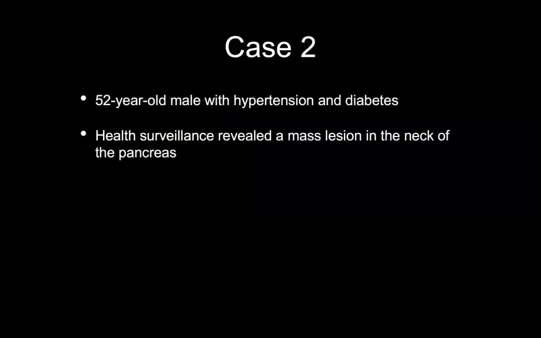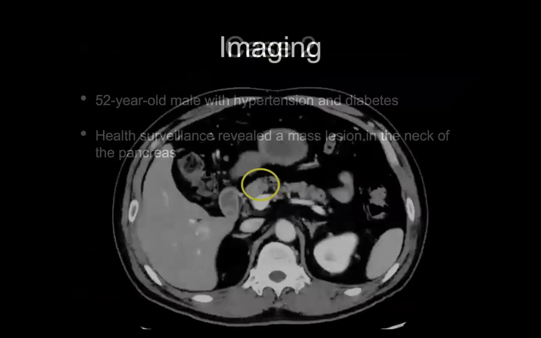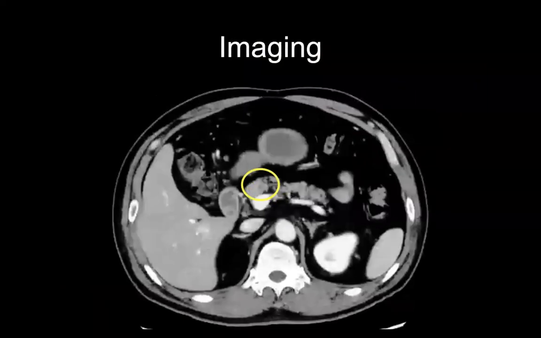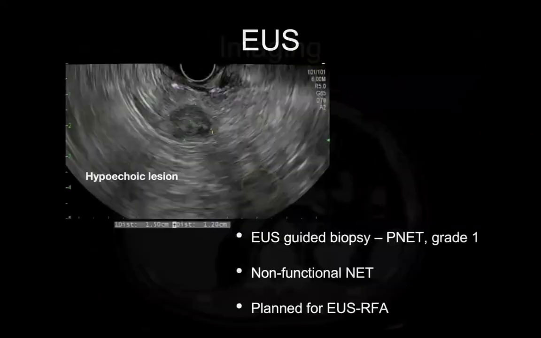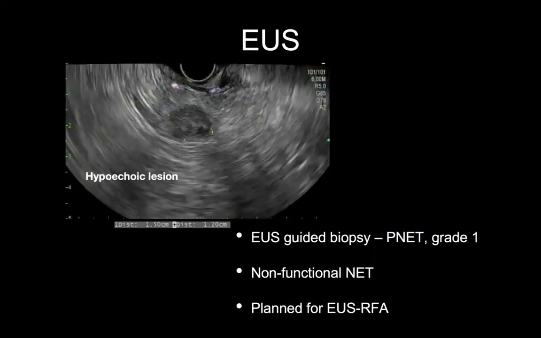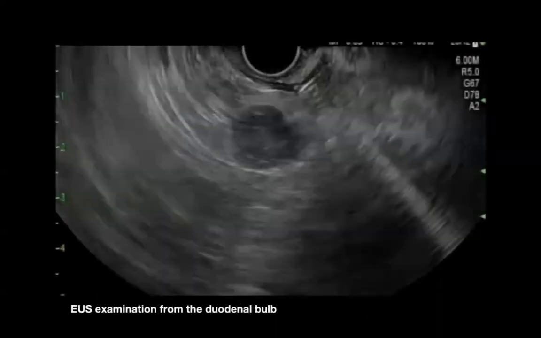Similarly, the second case was a 52-year-old gentleman with hypertension and diabetes, and on health surveillance had revealed a mass lesion in the neck of the pancreas. On CT, this isodense lesion was noted in the neck of the pancreas, and on EUS showed this hypoechoic lesion of around 1.5 centimeter, which on biopsy had revealed a pancreatic neuroendocrine tumor grade 1. This was a non-functional NET and hence was planned for an EUS-guided RFA.